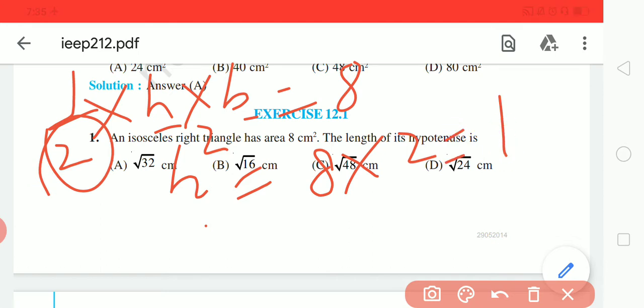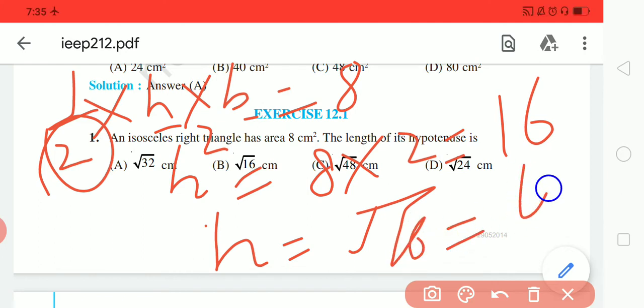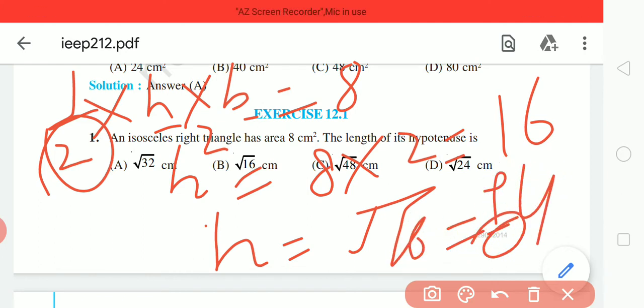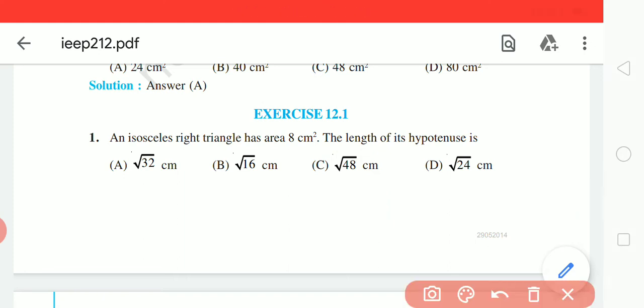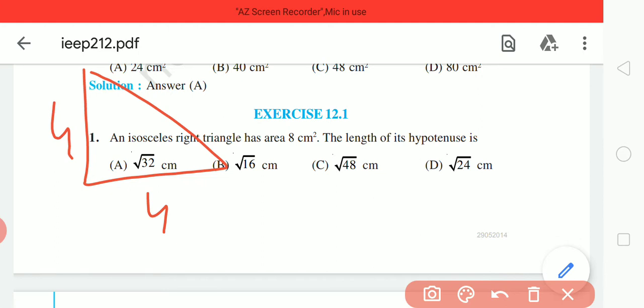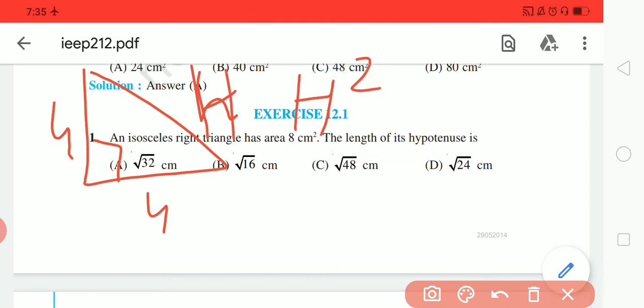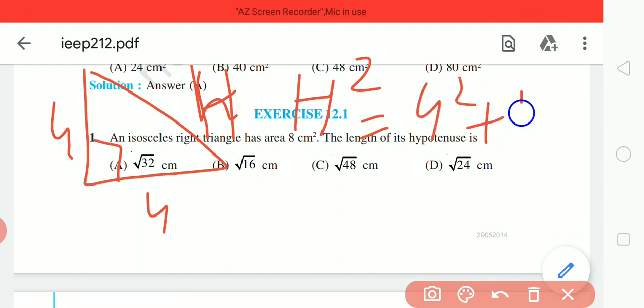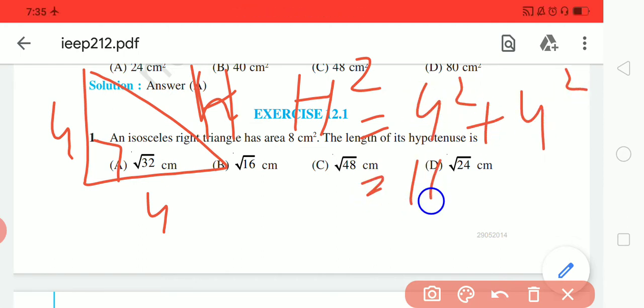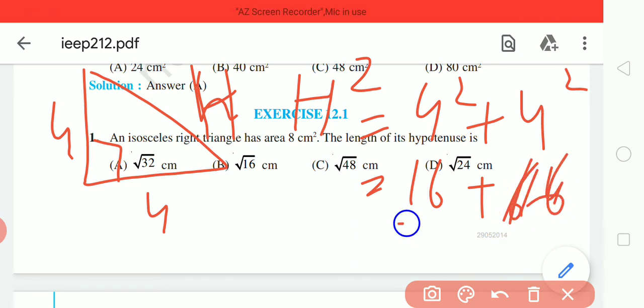So this is equal to 16, and now h is equal to root 16, that is equal to 4, plus and minus 4. So negative will not be considered. So take base and height as 4. This is 4 and this is also 4. Now using Pythagoras theorem you can find this hypotenuse, right? We have to find this hypotenuse. I am writing capital H here. So by using Pythagoras, H square is equal to 4 square plus 4 square. So this is equal to 16 plus 16, so it becomes 32.